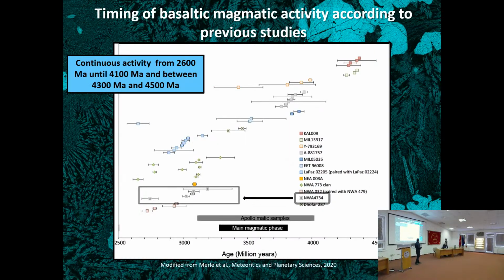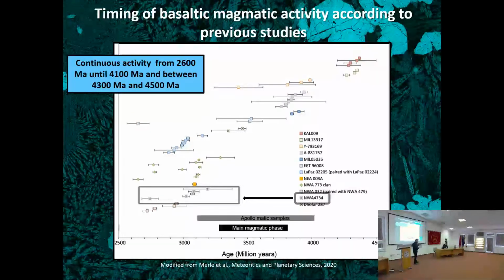So to give you an example, before we started to investigate lunar basalts, from the previous studies, we had the idea that the volcanic activity was continuous between 2600 million years and 4100 million years, and then again between 4300 and 4500 million years.